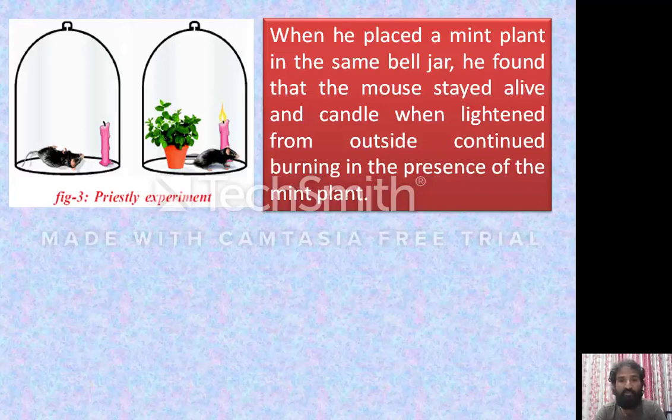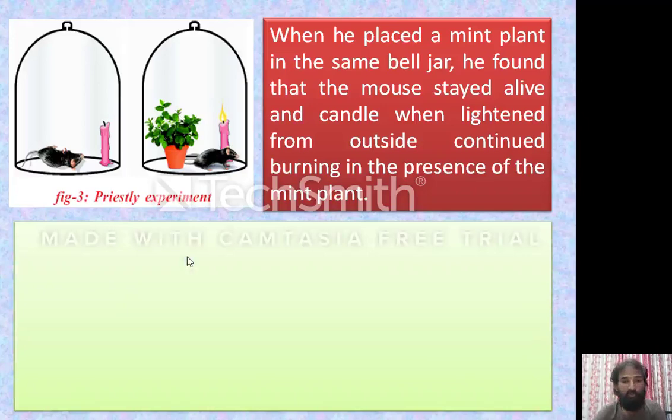Okay, so the candle continues to burn only in the presence of the mint plant. Whatever air is present in the bell jar, which is damaged by the candle and mouse, is restored by the plant. Some gas is released from the candle when it is burned, and in the breathing process some gas is also released to the external environment. That damaged the air. So the damaged air is restored by the mint plant.